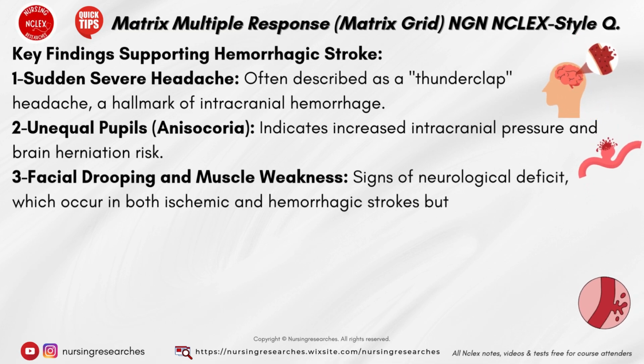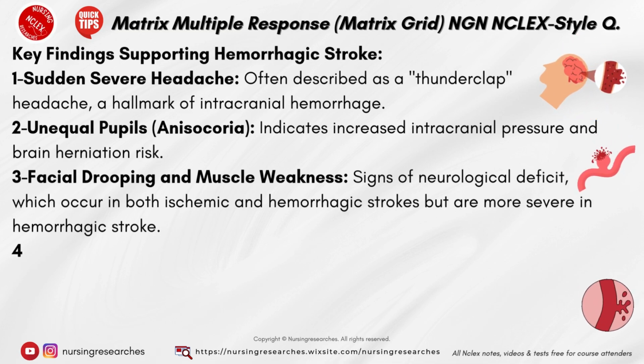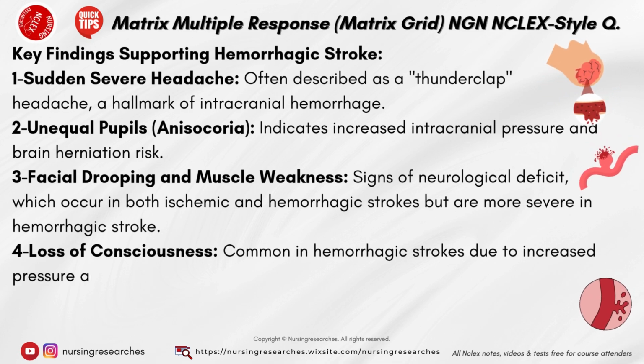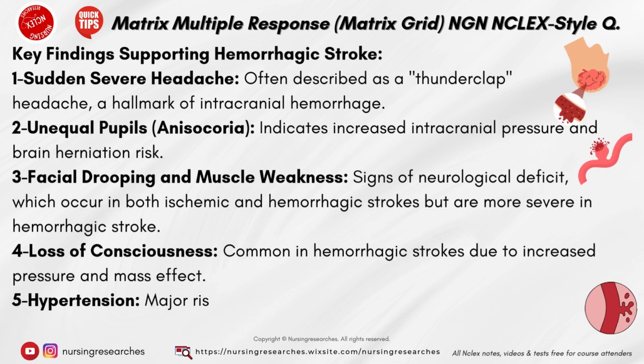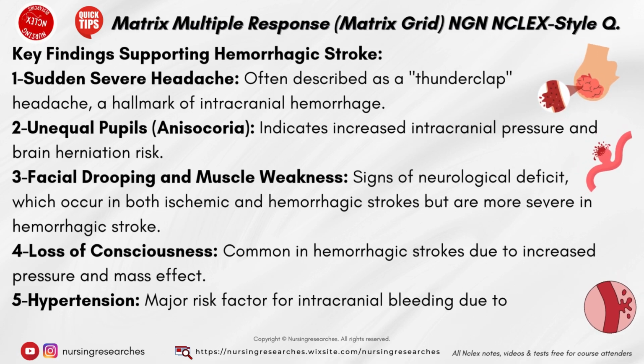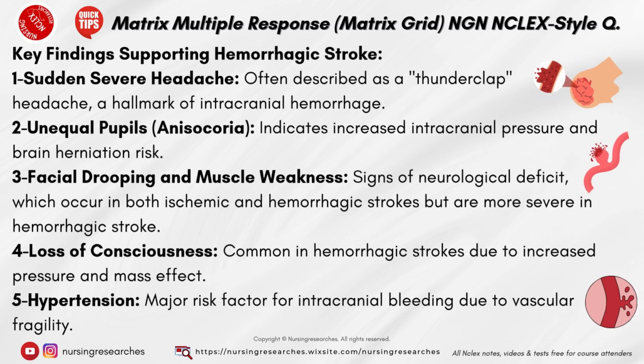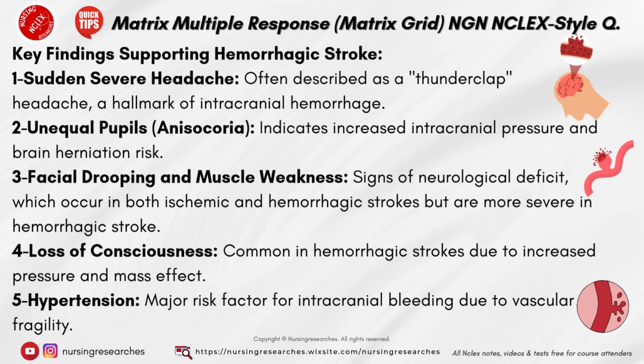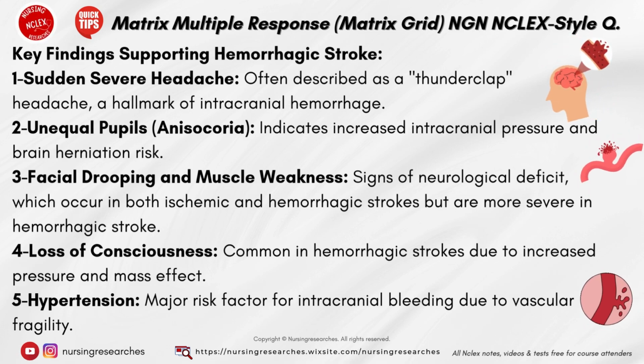3. Facial drooping and muscle weakness, signs of neurological deficit, which occur in both ischemic and hemorrhagic strokes but are more severe in hemorrhagic stroke. 4. Loss of consciousness, common in hemorrhagic strokes due to increased pressure and mass effect. 5. Hypertension, a major risk factor for intracranial bleeding due to vascular fragility.